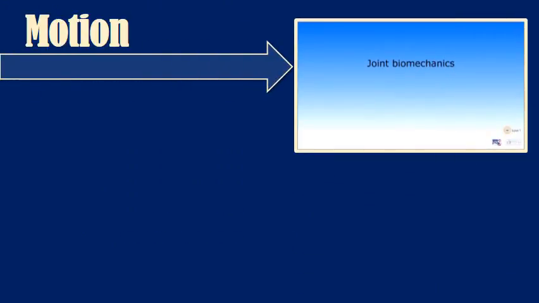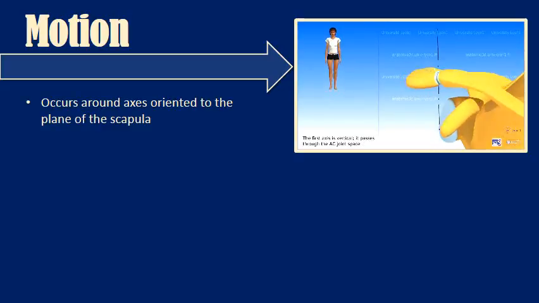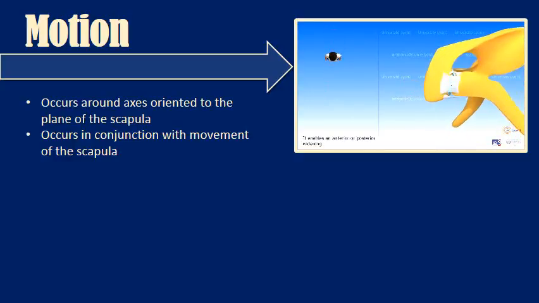Motion of the upper extremity requires motion of each joint of the shoulder complex. Scapulothoracic motion is a combination of coupled motion occurring at both the AC and SC joints. Motion at the AC joint typically occurs around axes oriented in the plane of the scapula and results in conjunction with movement of the scapula as can be seen in the video.